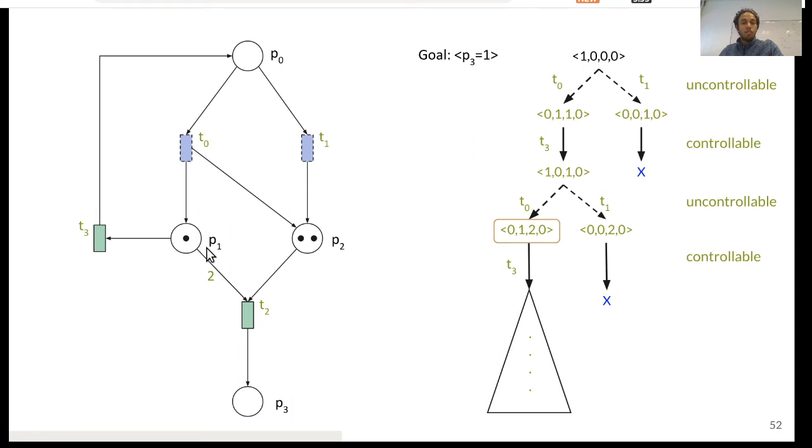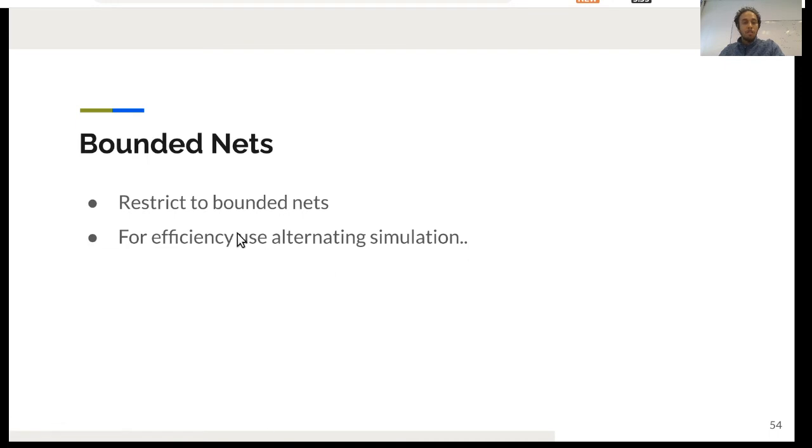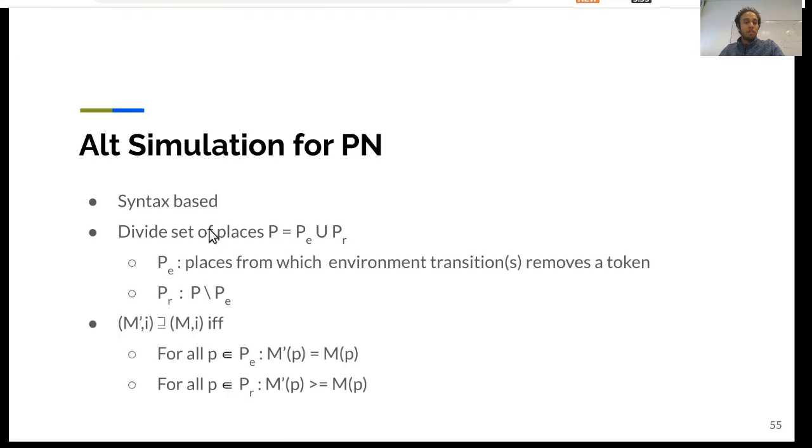So a naive approach to search the whole marking graph may not work. In fact, in our paper, we prove that the reachability problem for Petri games in general is undecidable. So we restrict ourselves to bounded Petri nets, and for efficiency, we use alternating simulation. In the case of Petri nets, alternating simulation is a syntax-based definition. I'll try to outline the definition here.